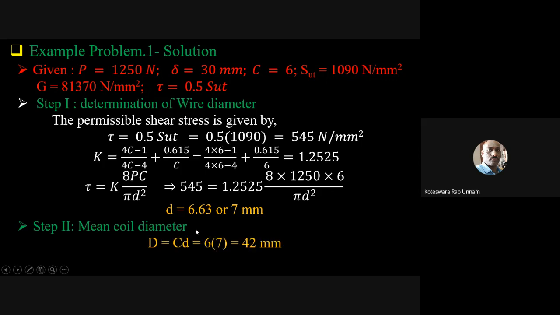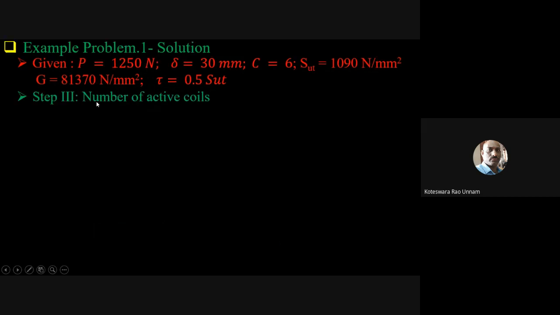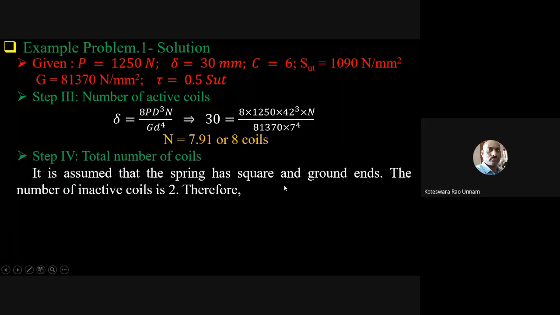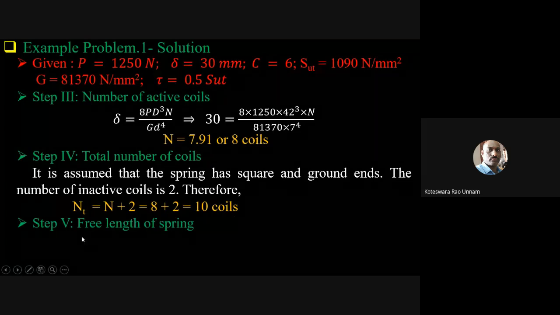Then, using the relation between small d and capital D, we can find out the capital D, that is the mean coil diameter. Then the number of active coils is based on the delta. Delta is given. So this is a formula for computing delta. From that, the number of active coils comes out as 8. Then by choosing square and ground ends for the spring, since for square and ground ends there are two inactive coils, the total number of coils will become 10.